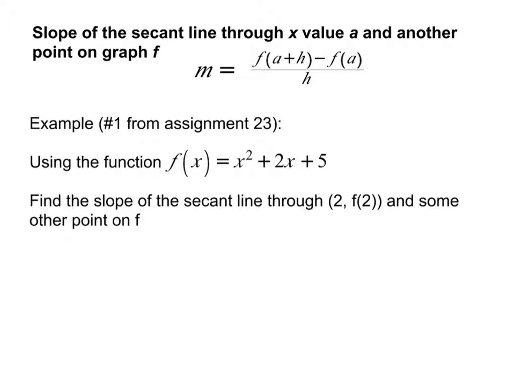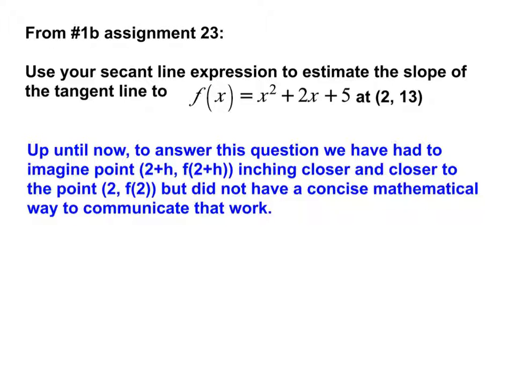So this is the kind of problem that we've been doing recently, where if we want to know the slope of the secant line, we end up using our difference quotient in order to find the slope. Because remember, the difference quotient always gave us the slope of that secant line. And so, for instance, you may recall this problem from assignment number 23, one of our recent ones, where you found the slope of the secant line through this point and some other point that was on f, some other one that we ended up picking.